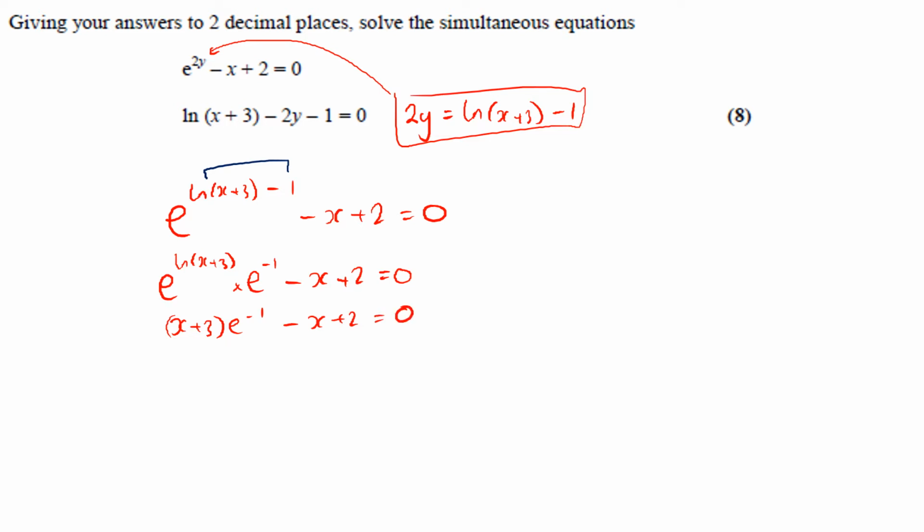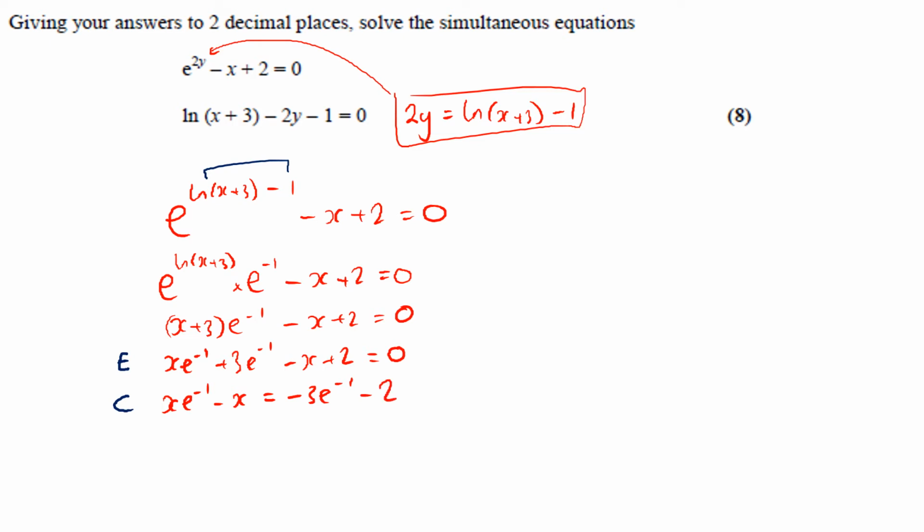So all we need to do is to get x on its own. We need to make that the subject. So we'll basically do the usual method, as I've been suggesting before. We don't need to multiply anything, but we will expand. That will give us x e to the minus 1 plus 3e to the minus 1 minus x plus 2. We'll then collect our x terms together, equals 0, which will give us x e to the minus 1 minus x on the left-hand side, and we'd have to subtract the other thing, so minus 3e to the minus 1 minus 2.